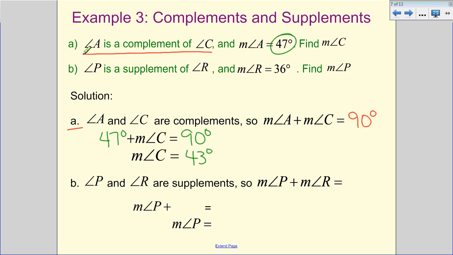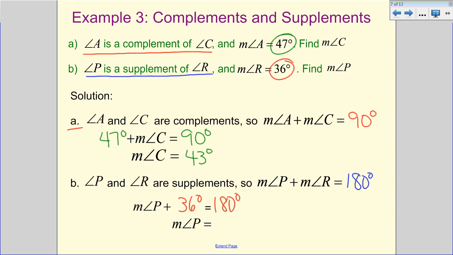If we take a look at B, it says angle P is a supplement of angle R. I don't need to decide that. They tell me that. And so now I know a property. I know that because angle P and angle R are supplements, the measure of angle P and the measure of angle R equal 180 degrees. Well, they go on to tell me that the measure of angle R is 36 degrees. So I know the measure of angle P plus 36 degrees has to equal 180 degrees.